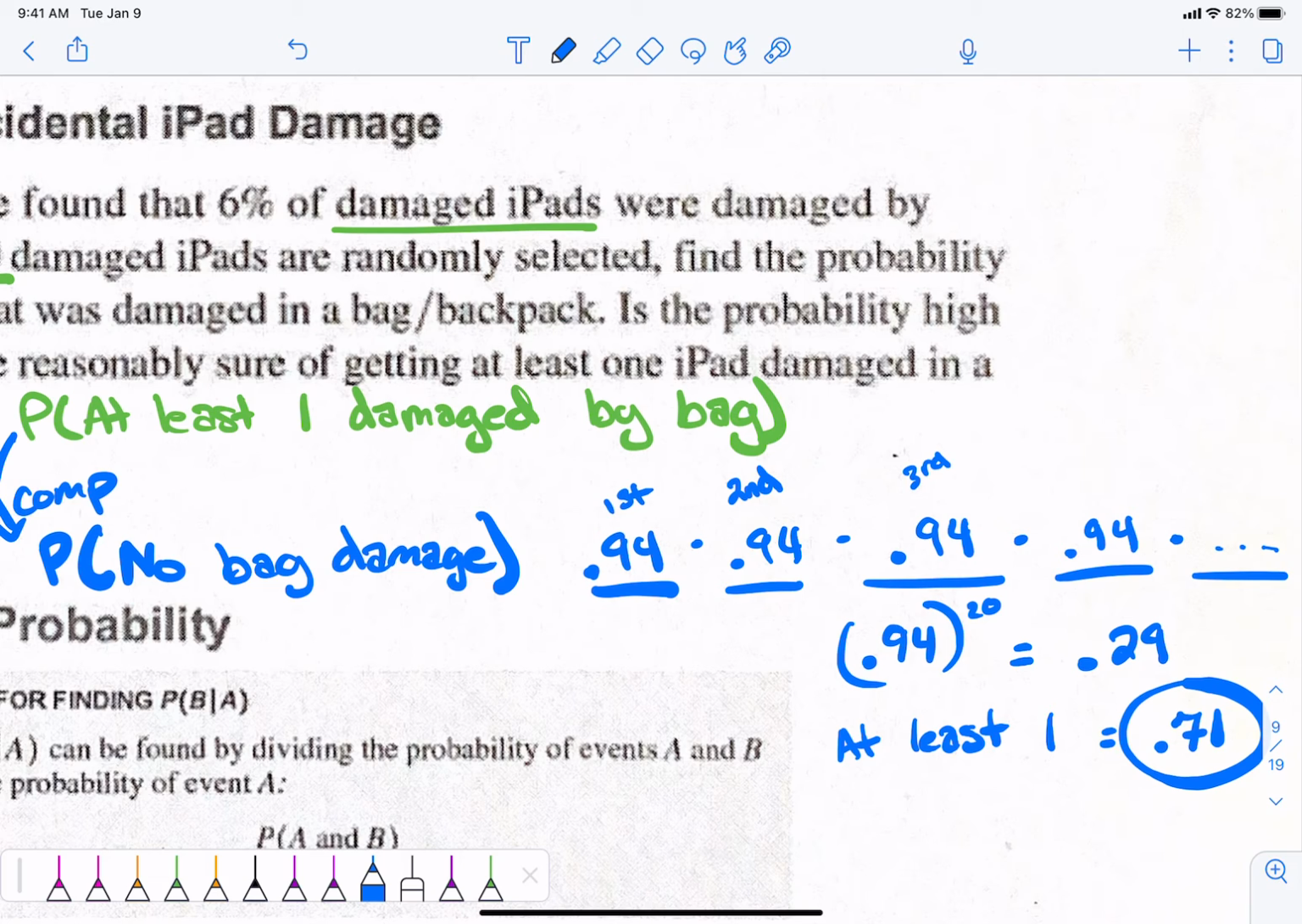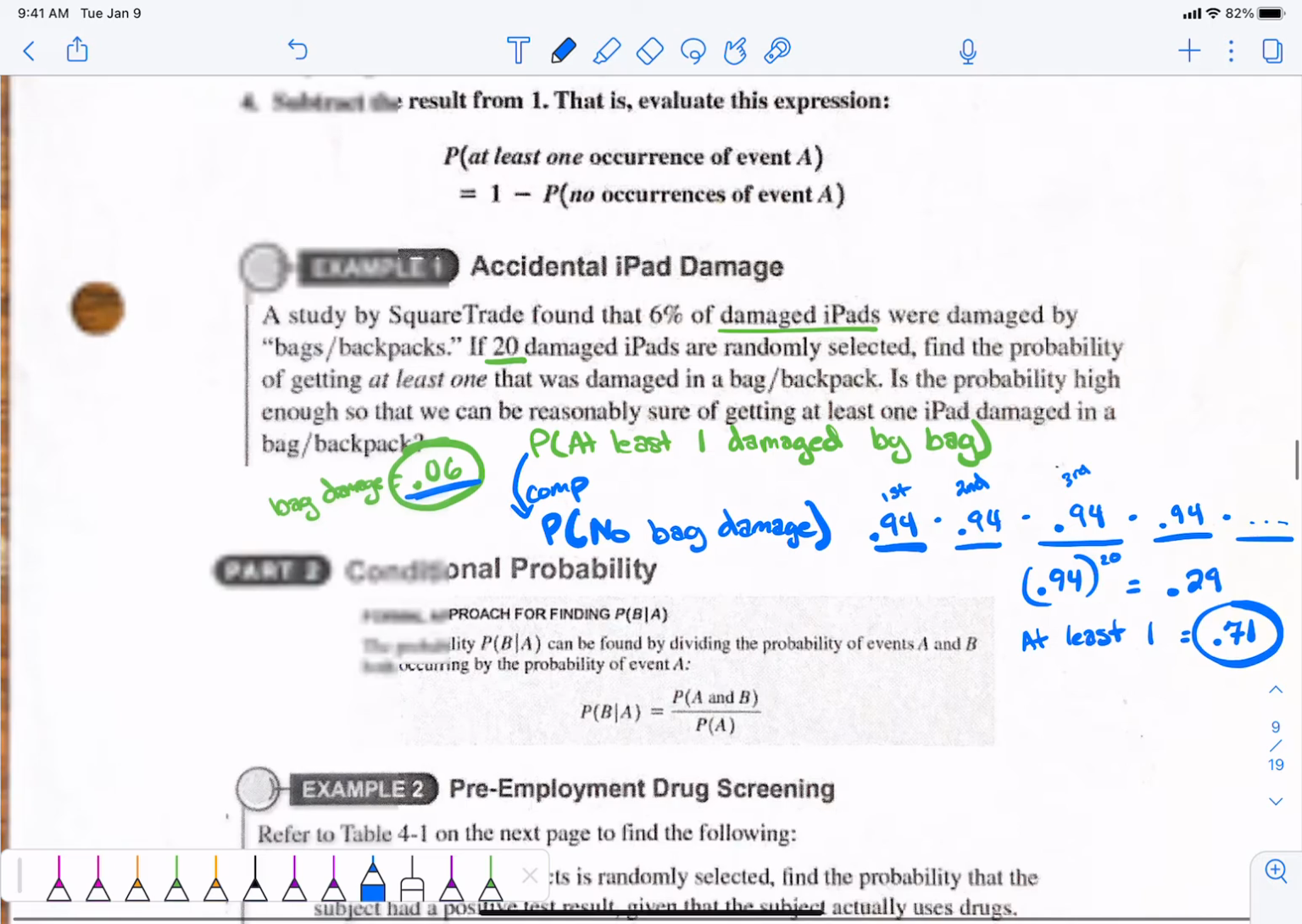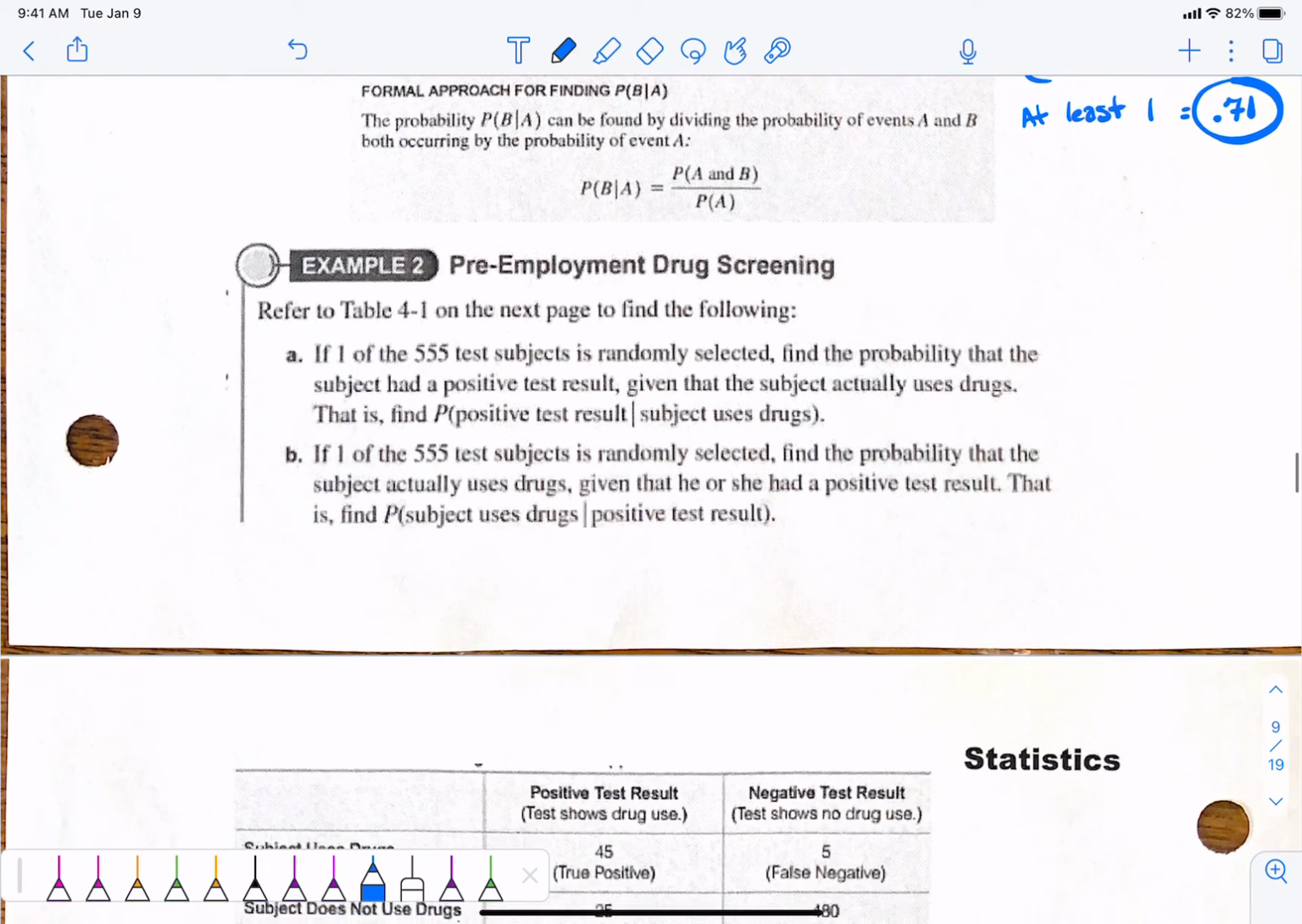Any confusion before we move on? A little bit. Okay, we'll keep going here. All right, conditional probability.